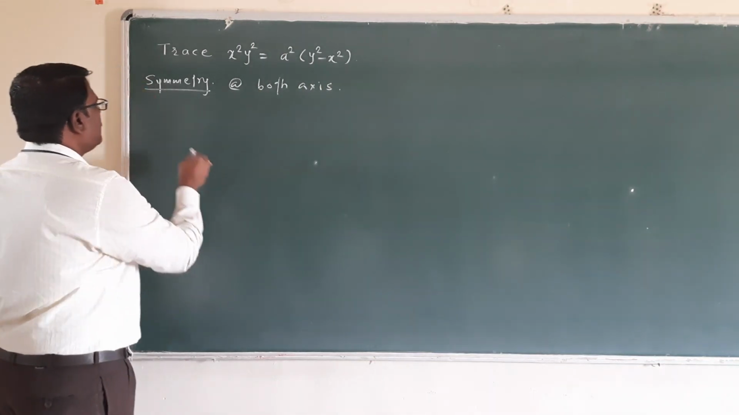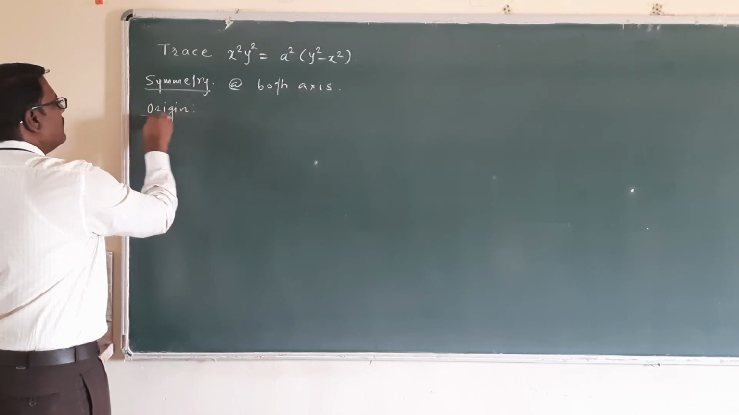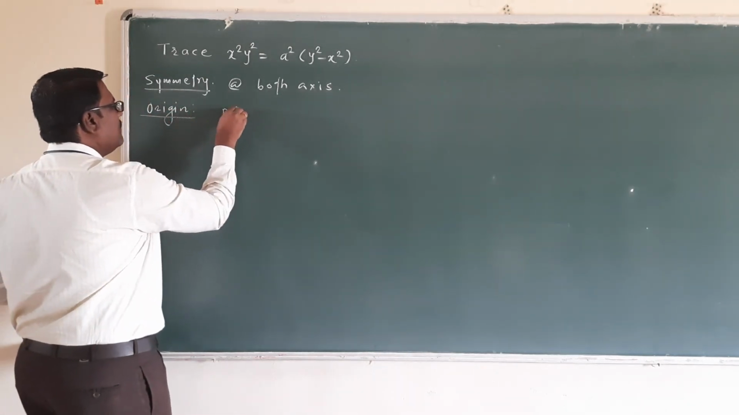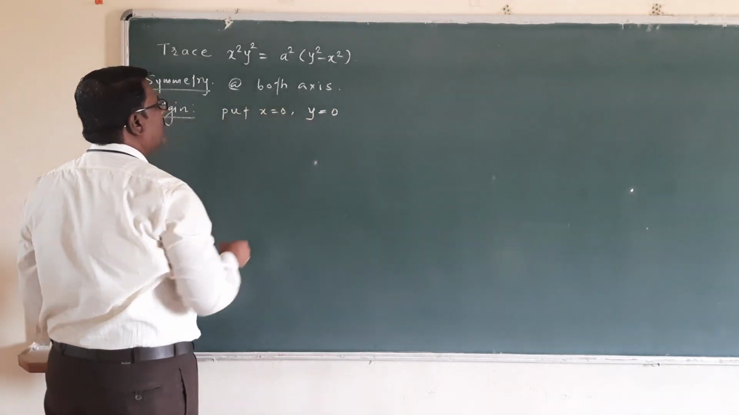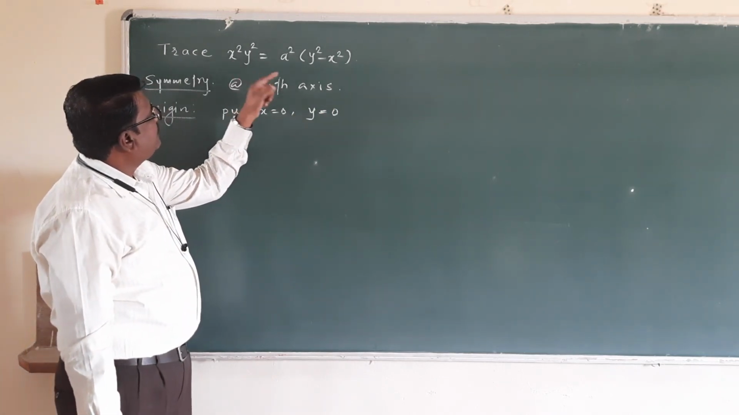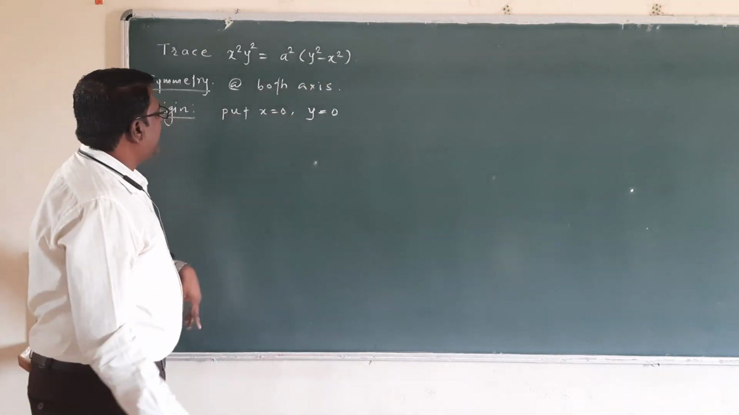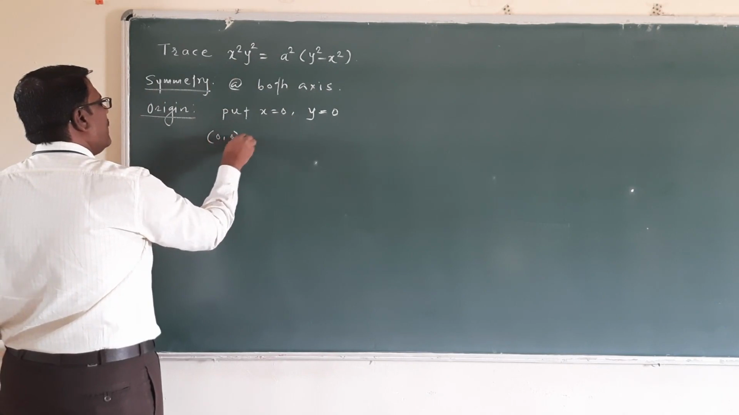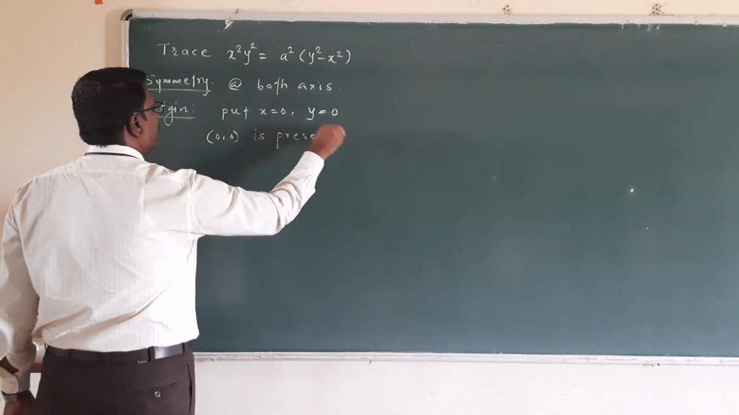The next point is origin. For checking origin, put x is equal to 0, y is equal to 0. When x is 0, y is 0, LHS is 0, RHS is 0, and therefore the equation gets satisfied. Therefore the curve passes through origin. So origin is present on the given curve.